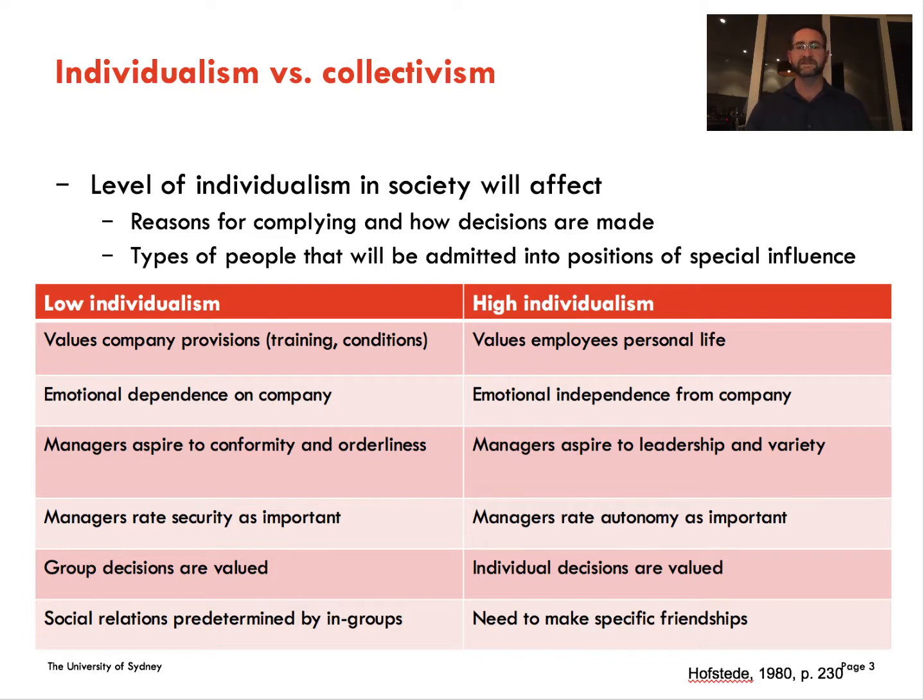So the level of individualism in a society or a company or a culture will affect the reasons for complying, how decisions are made, the types of people that will be admitted to positions of social influence, that kind of thing. So a low individualism environment tends to be one where you value company provision. So what can the company do for me? What training or conditions are there?